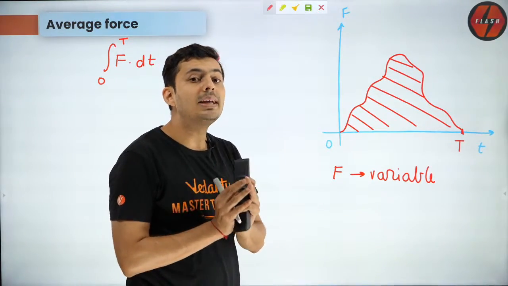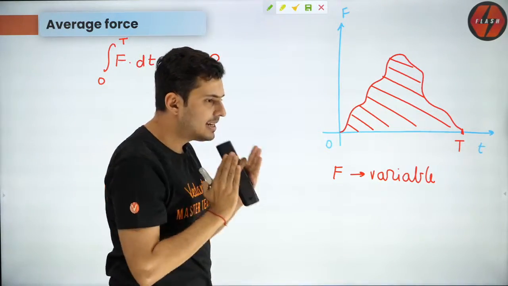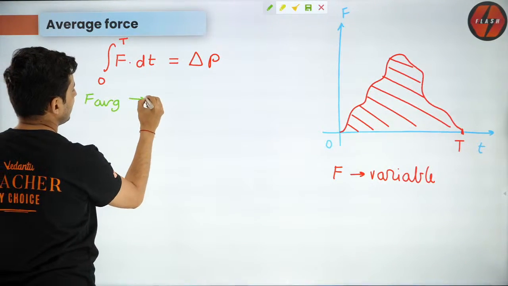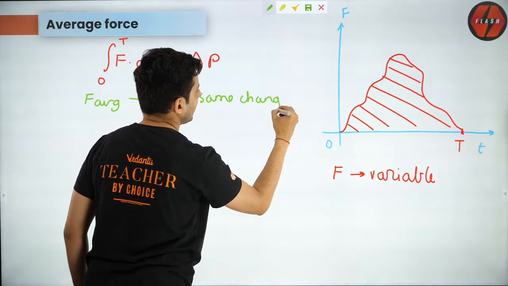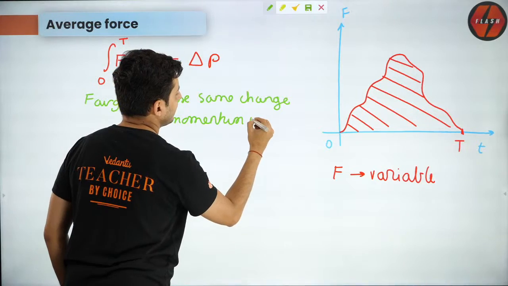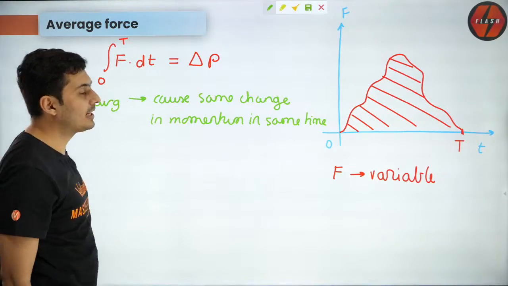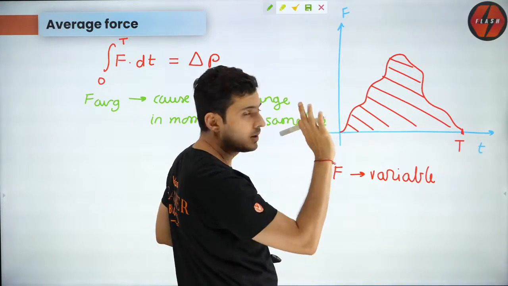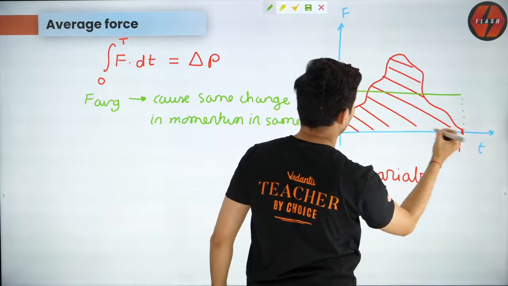Now what is the meaning of average force? If I need something called the average force, then the average force should cause the same change in momentum in the same time. Only if it causes the same change in the same time can I call it average. I know it will be somewhere in between, so it should be one constant value, keep that in mind. So maybe it is something like this, and it acts for the same time, like that.